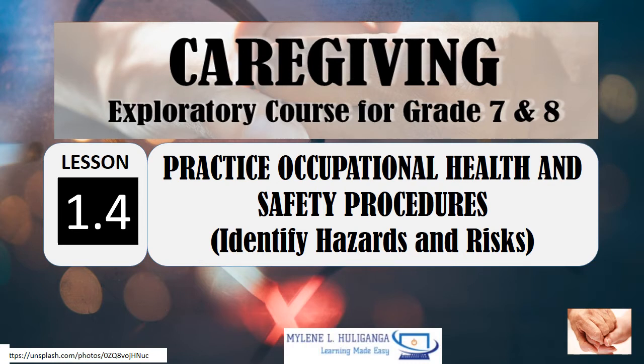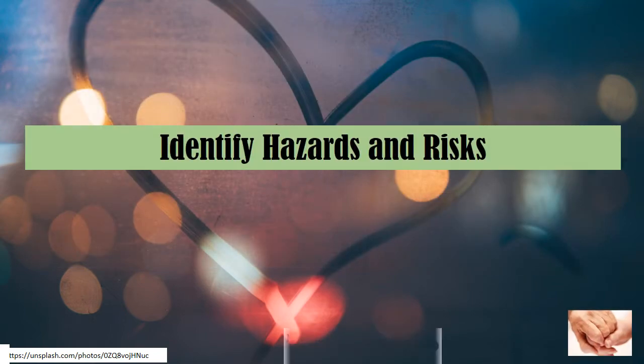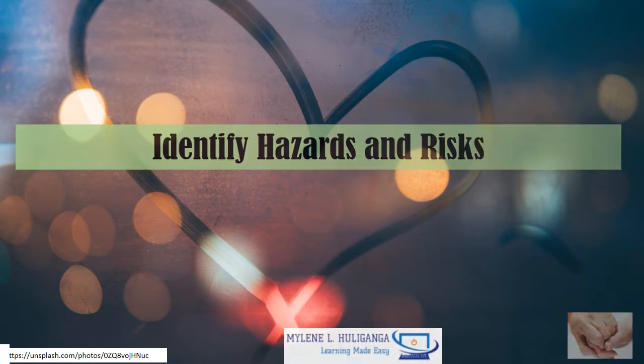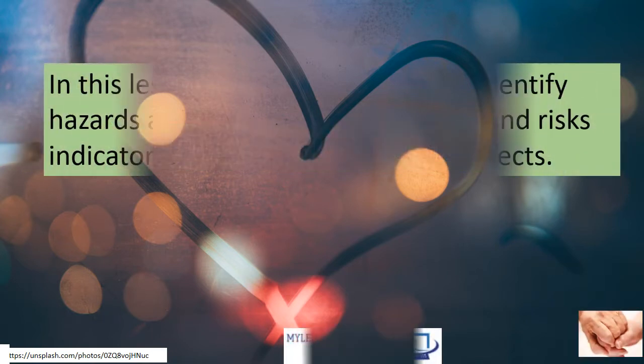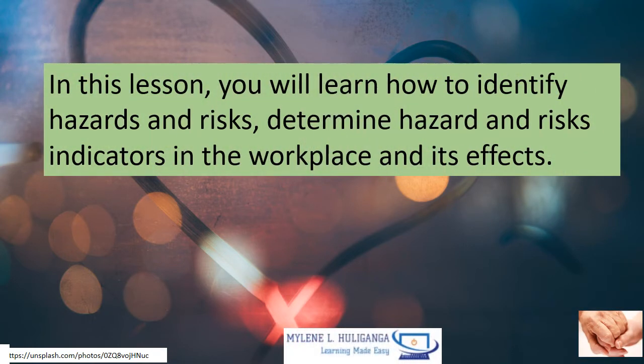Lesson 1.4. Our topic is Practice Occupational Health and Safety Procedures. Identify hazards and risks. In this lesson, you will learn how to identify hazards and risks, determine hazard and risk indicators in the workplace and its effects.